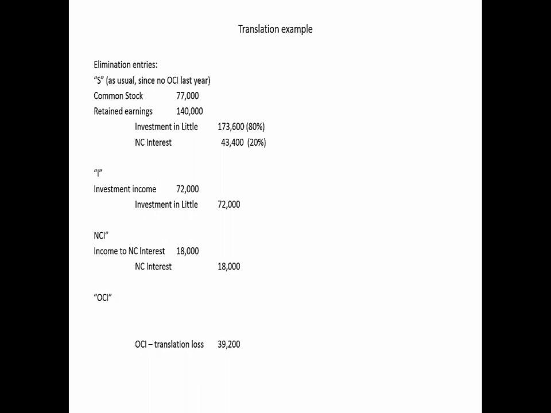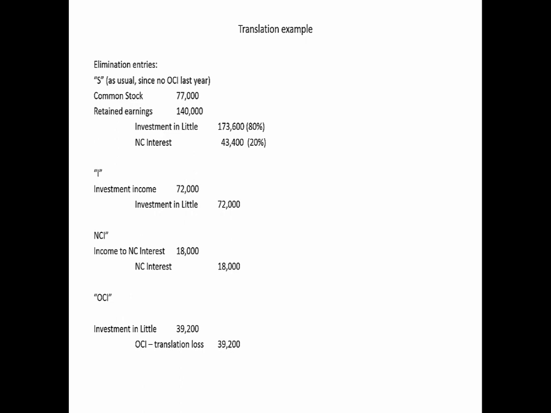So what are we going to do? We're going to go ahead and get rid of the parent's $39,200 of other comprehensive income. Basically, look at this in contrast or comparison to the I entry above. In the I entry, what we were essentially doing was reversing the equity method entry where we recognized the parent's share of the subsidiary's income. We're doing exactly the same thing here. We're reversing the equity method entry that recognized the parent's share of the other comprehensive income.